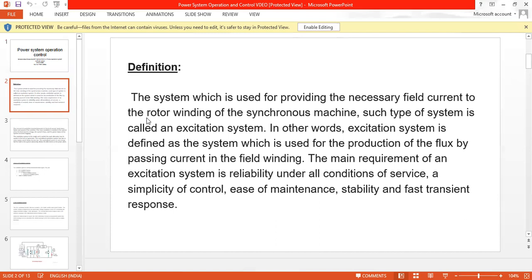Here, the main requirements of an excitation system are reliability under all conditions of service, simplicity of control, ease of maintenance, stability, and fast transient response. These are the few features of the excitation system.